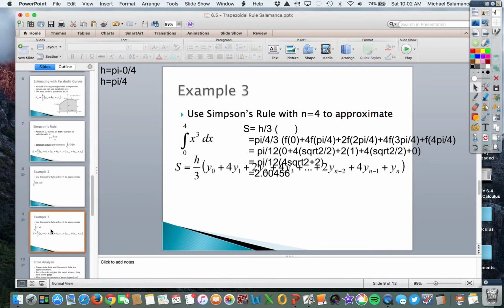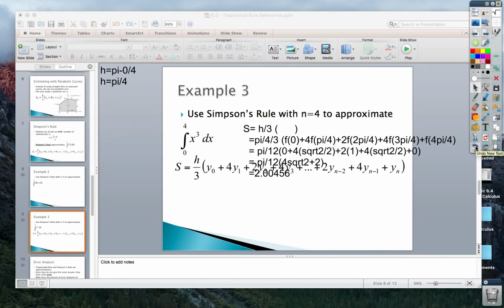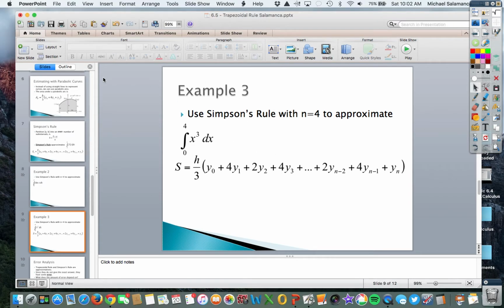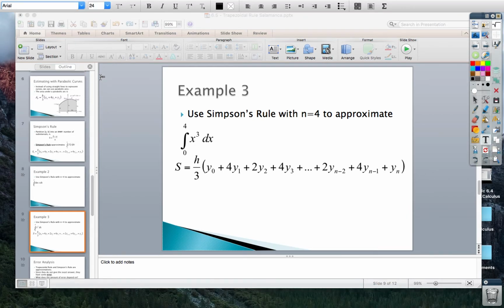So let's try another one, but this time we're going to use it with a function that does not have sine or cosine. So let's try that now. Here we're going to do Simpson's rule again. This time we need to find our height. So our height in this case is b minus a, so 4 minus 0 divided by 4, because we are doing it in 4 equal intervals, so h is equal to 1.